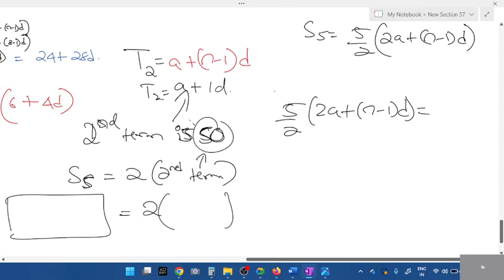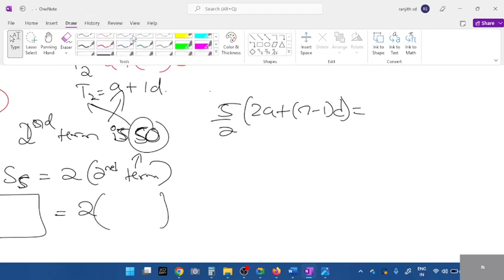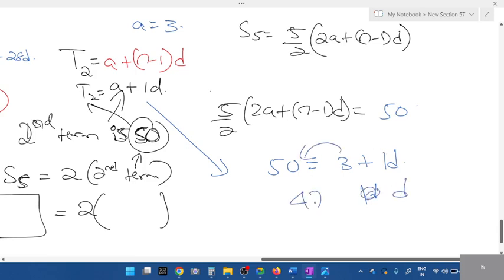So T of 2 is 50. You have to substitute here. So therefore you'll get, imagine A value, they'll give the first number as 3. Same, first number A is equal to 3. So from this equation, 50 is equal to 3 plus 1 into d. So 1d is nothing but just d, students. D value: 50 minus 3 is 47.